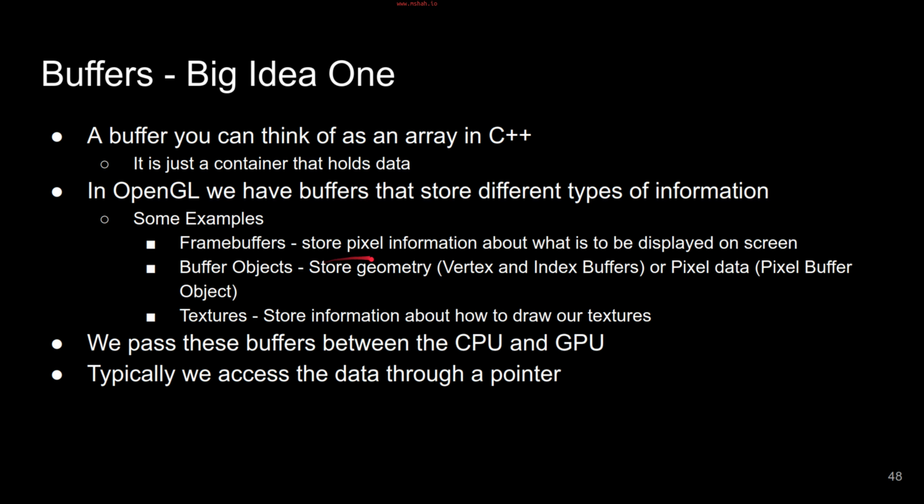So we've been lightly introduced to that idea. We've got buffer objects, which store the geometry, vertex and index buffers or pixel data and so on. We're going to have texture buffers where we store information that we can draw on and so on. And that's what's passed between the CPU and GPU, these different types of buffer that contain specific types of data. And we access those pieces of data through a pointer. Okay, so now we understand why pointers are useful, because they're going to give us addresses back to things that exist in memory on the CPU or things that exist in memory on the GPU.